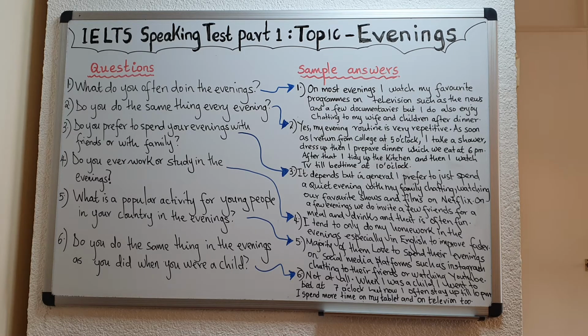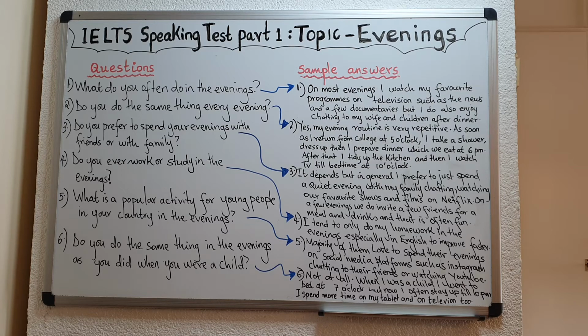So what you have done in that answer, you have actually described your routine. You have described what sort of things that you do every evening. Because remember, the question was, do you do the same thing every evening? And you have answered that question directly by saying yes. Now, after that, then you need to explain your evening routine. What sort of things do you do?